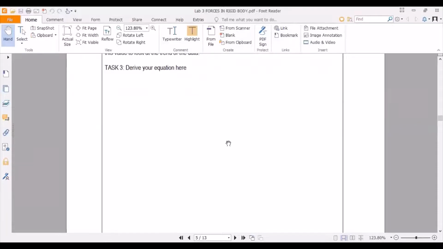Based on the FBD, please create the sum of all the forces. First one, please sum the force in the X direction.